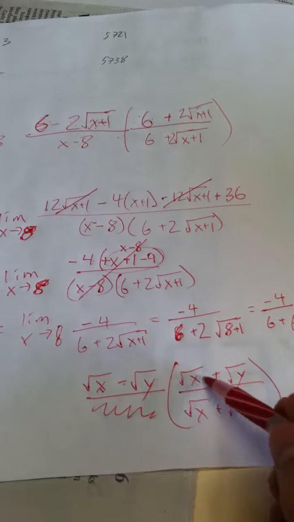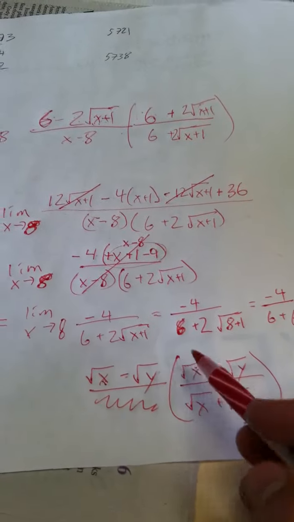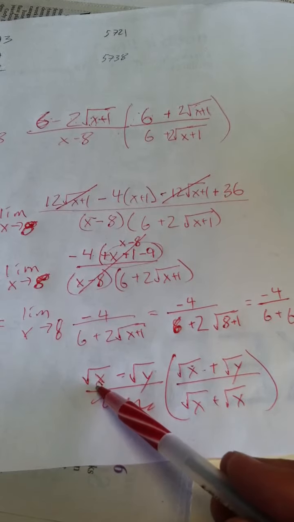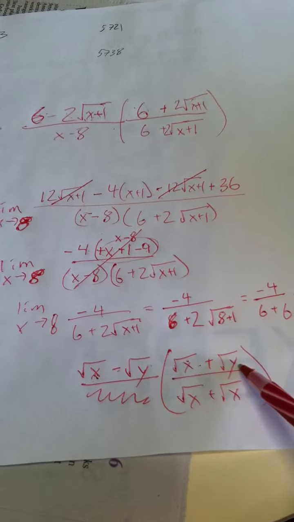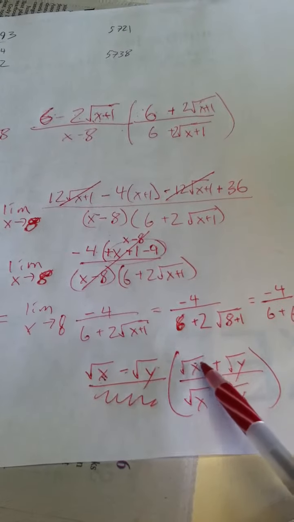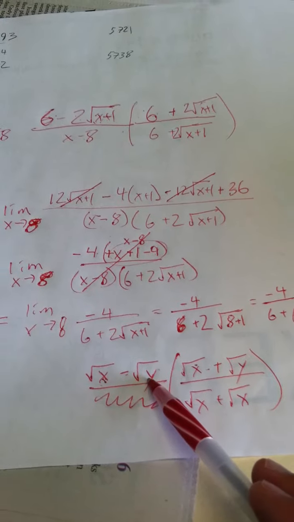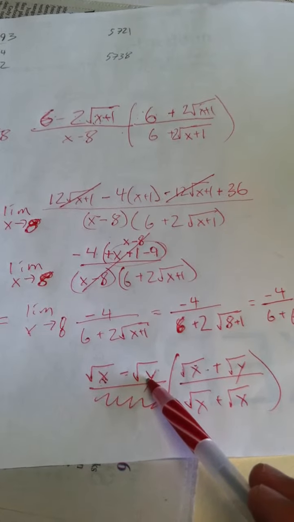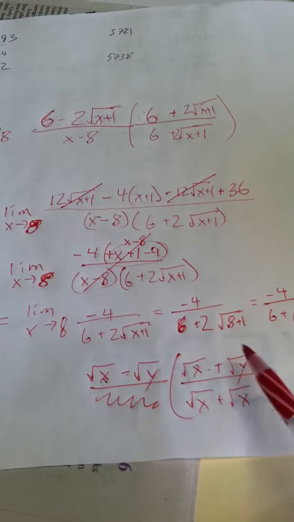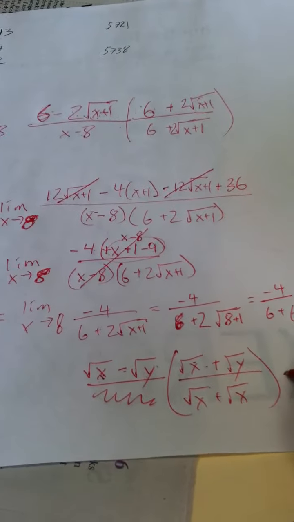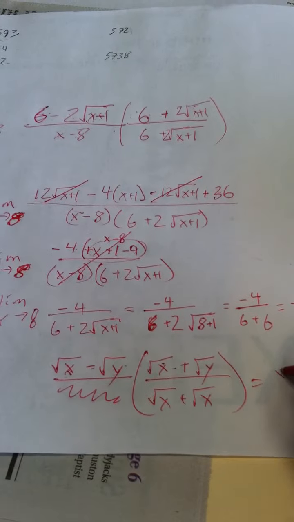Now when you do this, you're going to get x times x. The cross terms will cancel. You'll have a root x times a root y, a negative root y times a root x, and you get then negative root y times root y. So the top would end up being x minus y.